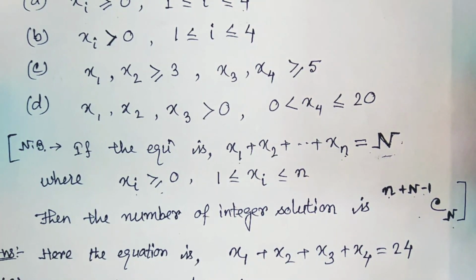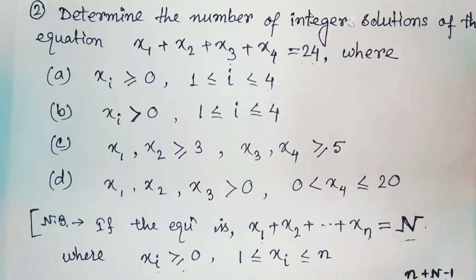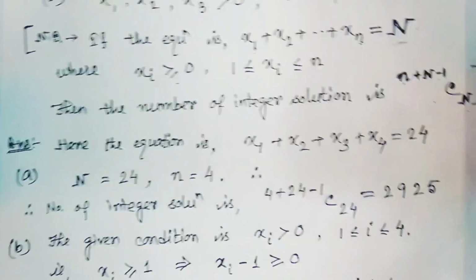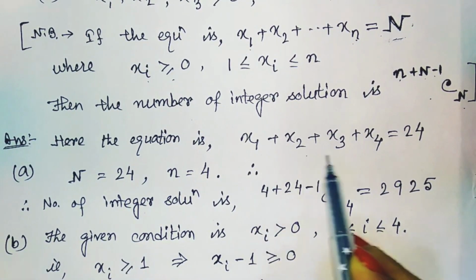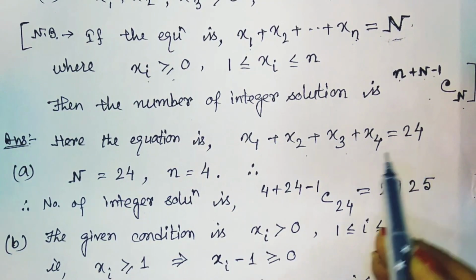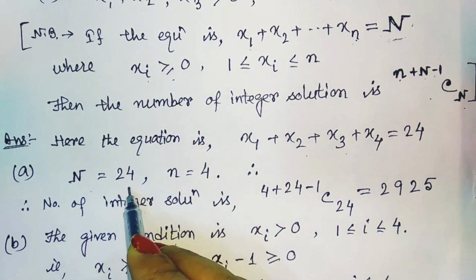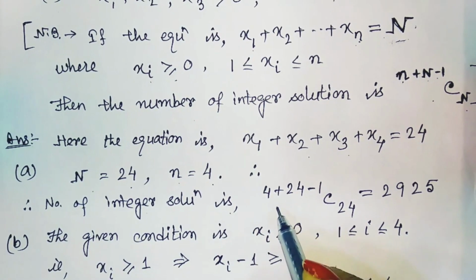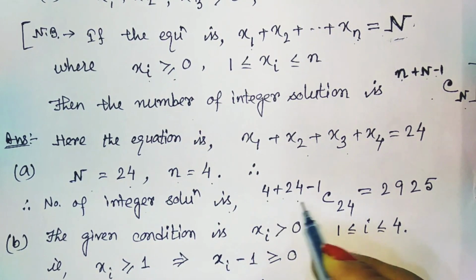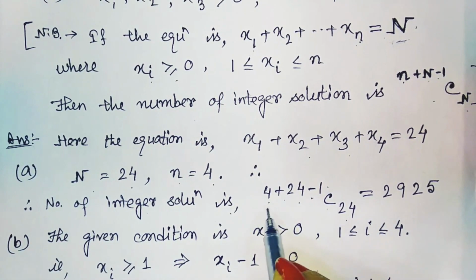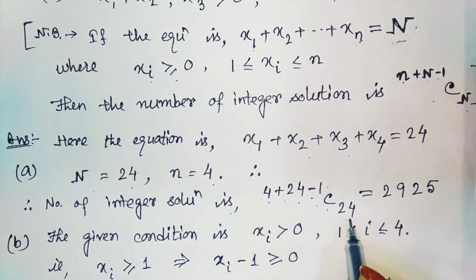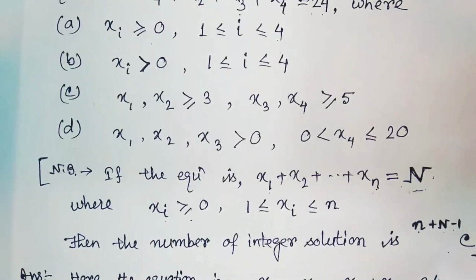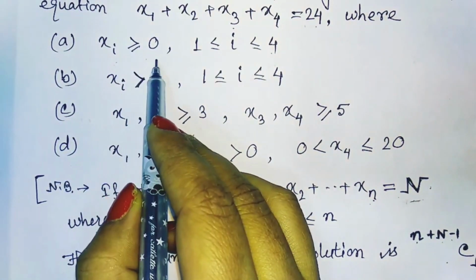So now, by knowing this formula, we are going to solve this equation according to the given situations. The first situation is: the given equation is x1 plus x2 plus x3 plus x4 is equal to 24. So here capital N is equal to 24, small n is equal to 4. Therefore the number of integer solutions is (n plus N minus 1) C N, so it is 4 plus 24 minus 1 C 24. If we simplify, we will find the solution. Just remember, here the condition is given xi greater than or equal to 0.